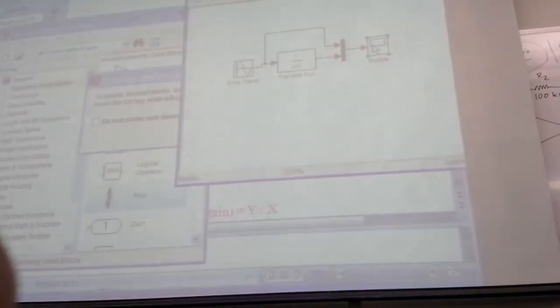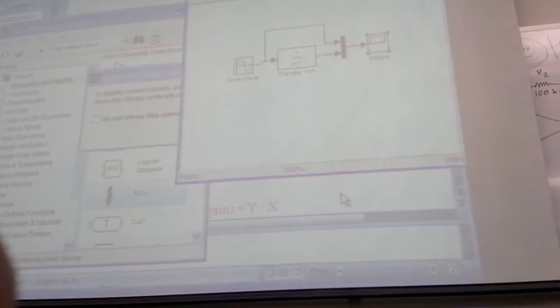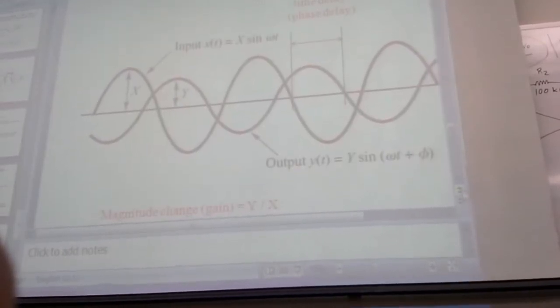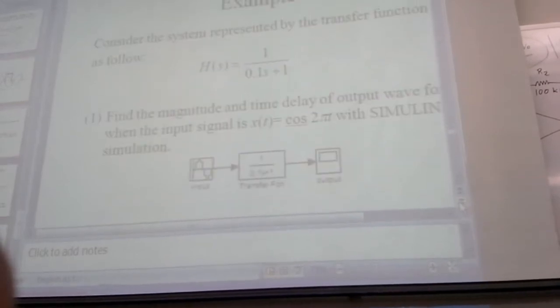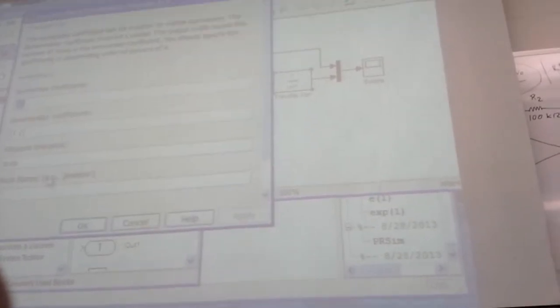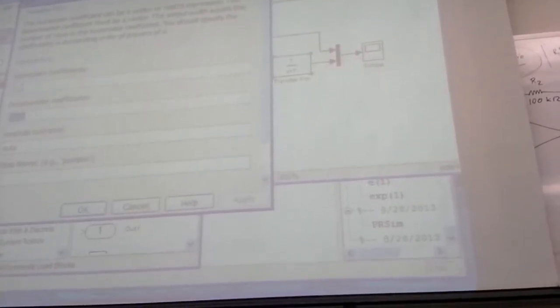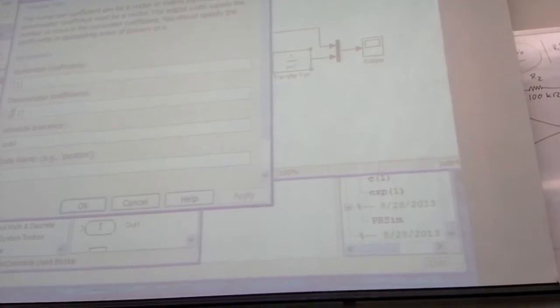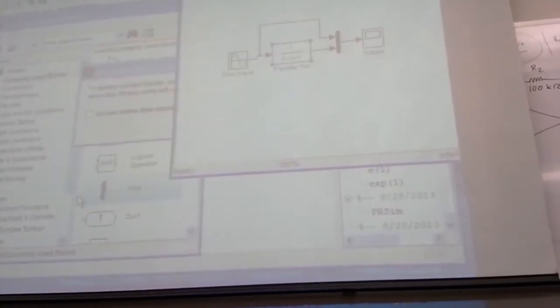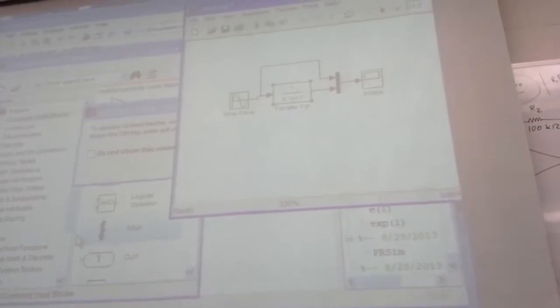Now I need to set up our system. What is the next one here? 0.1s. So I'm changing this one to 0.1s. Okay. So 1 over 0.1s plus 1, right?